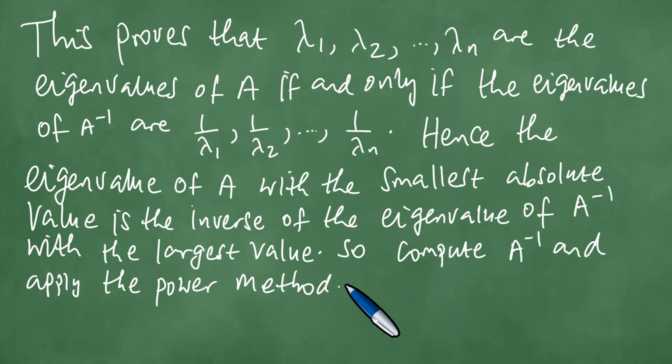But what do we need to do here? To deal with the smallest magnitude and the largest magnitude eigenvalues, what do we do? Compute the inverse of A and apply the power method. Why would that work? It works because the eigenvalue of A with the smallest absolute value, which is what we want, is the inverse of the eigenvalue of A inverse with the largest. So what are we looking for here?